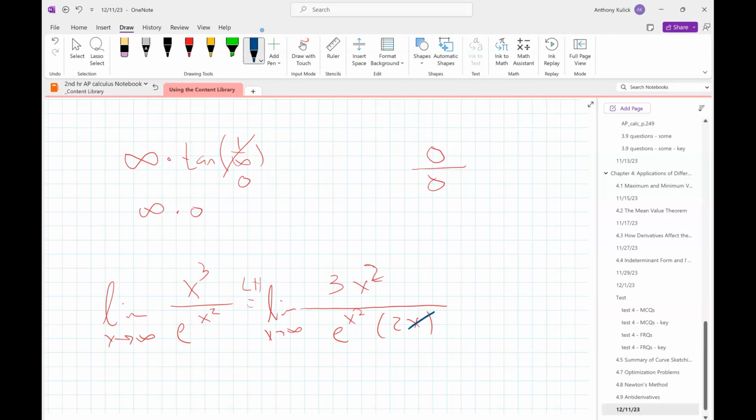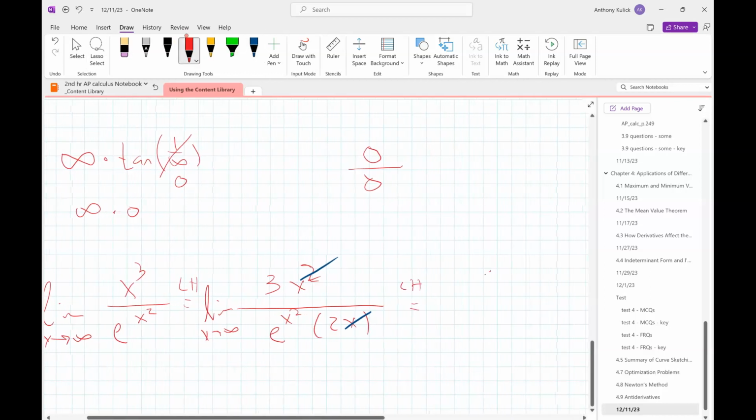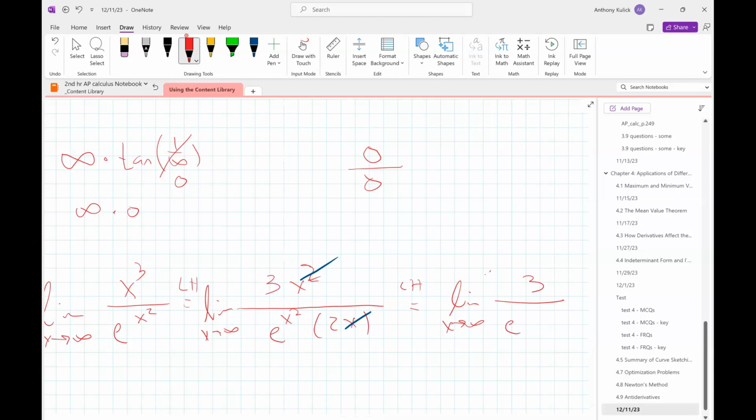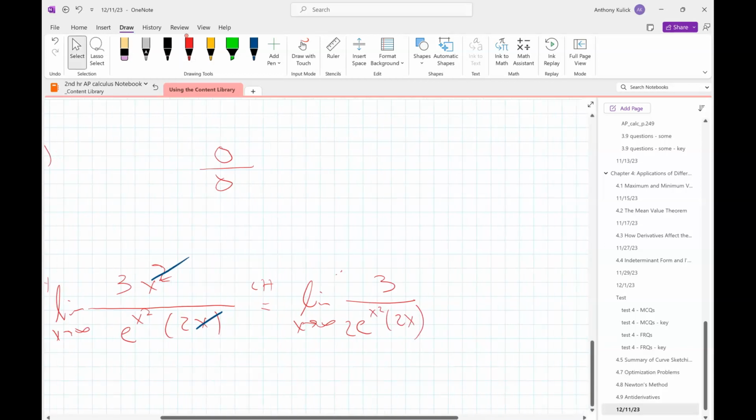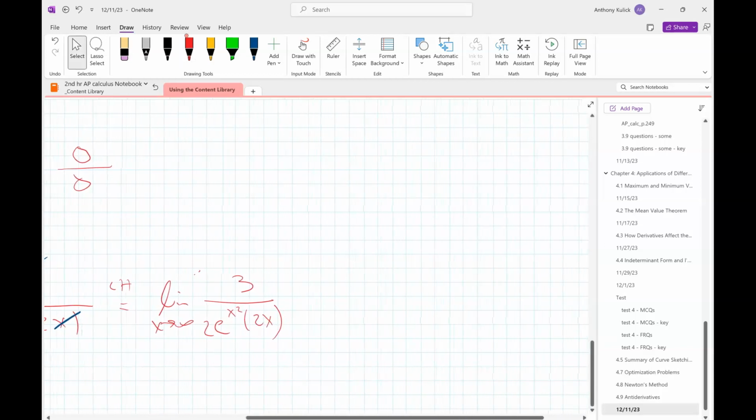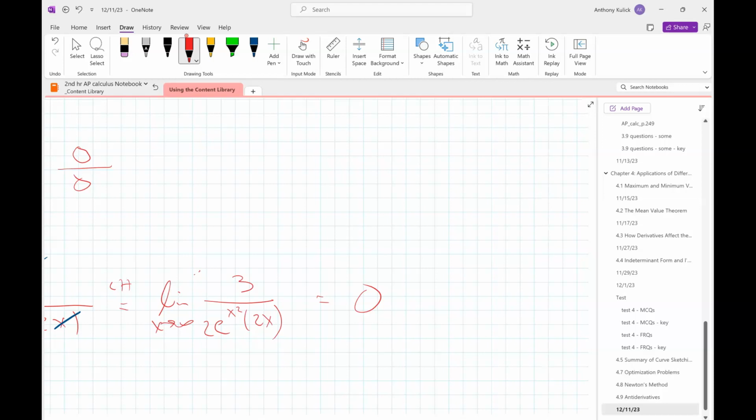And then I would reduce. Still can't do anything, so we got L'Hopital again. Right, because I still have infinity over infinity. But now I don't. So it'll just be 3 over infinity. That's 0.